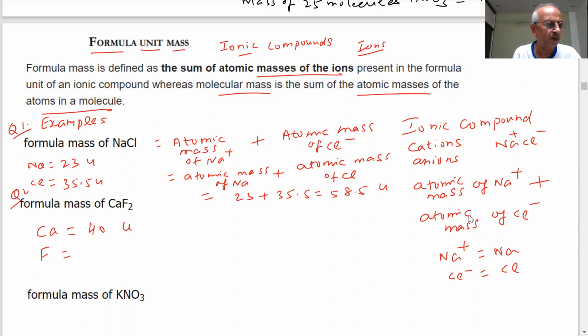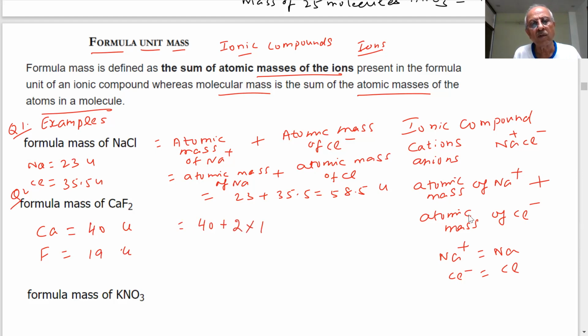How much is given in the books? 19 U. Then what is the answer? Calcium is 40. How will I say? There is one calcium, but there are two fluorines. How many? 2.